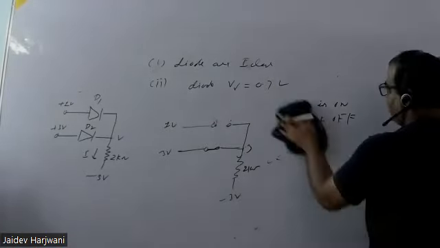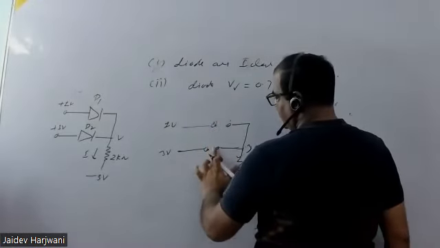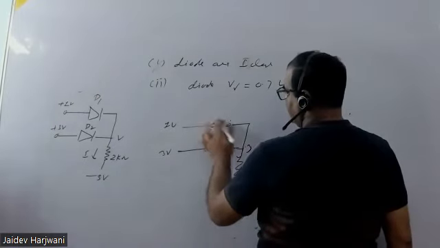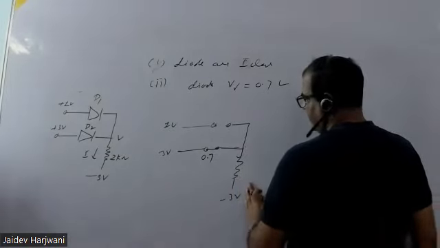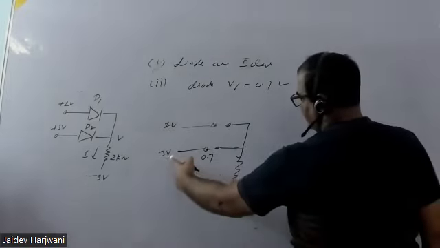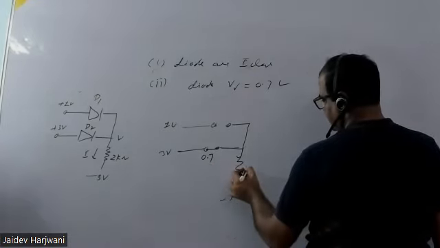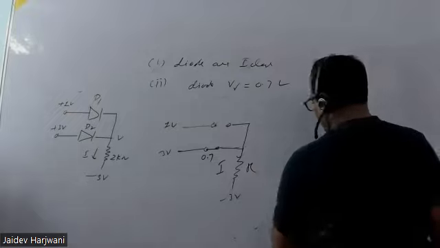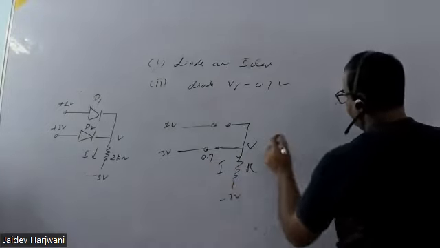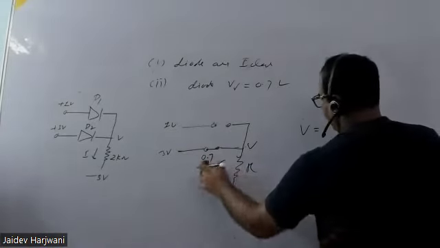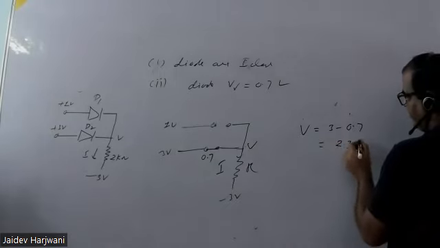Okay. Then what will the case be? Okay. So this will be on always. You can check it again. And I'm saying this is conducting. So the voltage here is 0.7. Okay, so here the remaining voltage will be 0.7 and it's -3, and here the current flowing is I and the resistance is R. So I want to find the voltage here. Okay, so the voltage V will simply be 3 minus 0.7, that voltage will be 2.3 volts here.